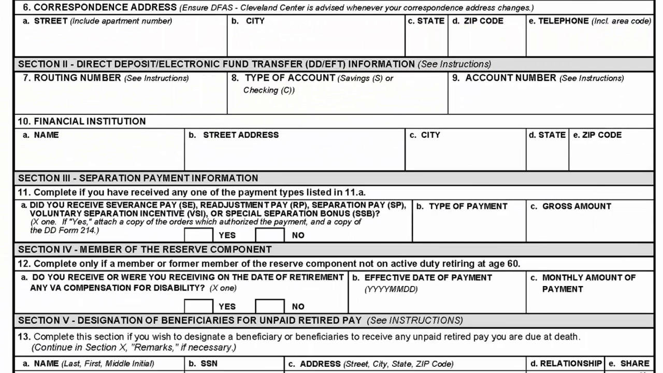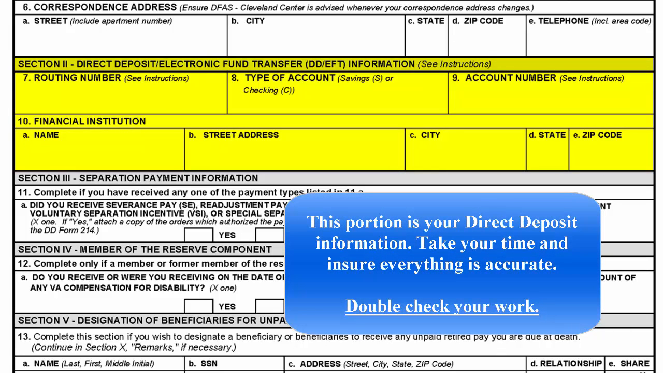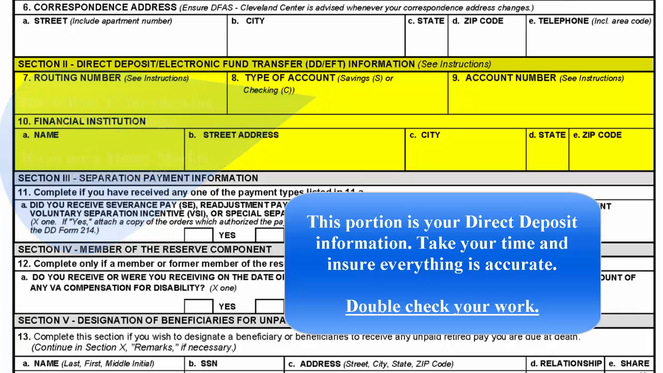In Section 2, you have direct deposit/electronic fund transfer information. So in Section 2.7, you have your routing number. Every routing number will have 9 digits. Ensure that you have 9 digits in your routing number. Moving to the right, you have Block 8, Type of Account. This will be checking or savings. If you decide to use a money market account, put S for savings. Moving over to the right, you have 9, Account Number. This will be simply your account number. Ensure that you use all the numbers and double check your work.